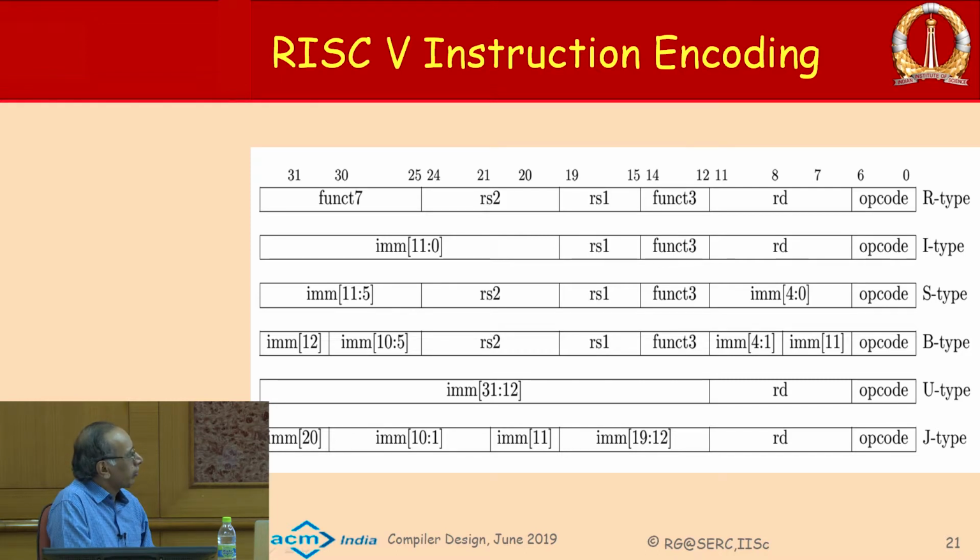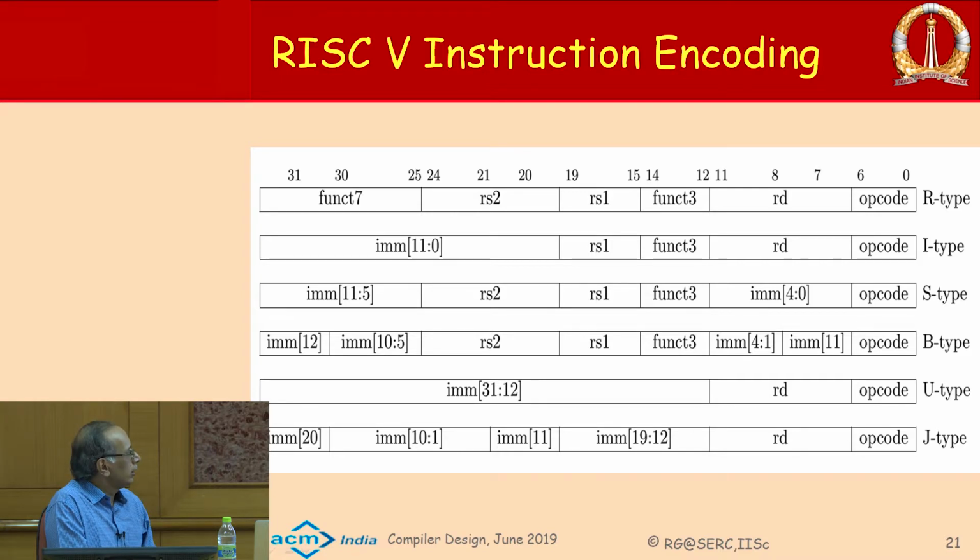the R-type format. There are 3 registers: RS1, which is the first source, RS2, which is the second source, and RD, which is the destination. Each register operand is 5 bits long. Why? Because it has 32 registers. So you have to specify each one of those registers, and you need 5 bits. Everywhere you have a register operand, it is 5 bits long.